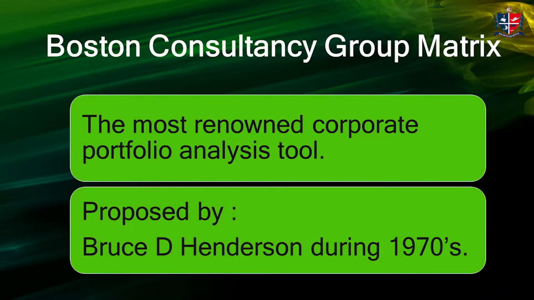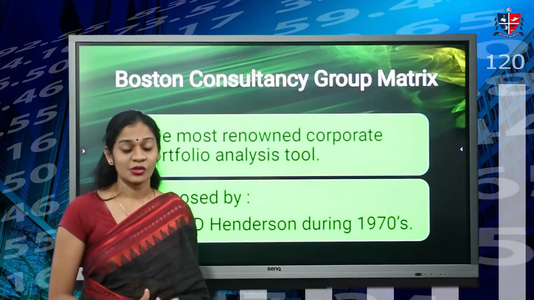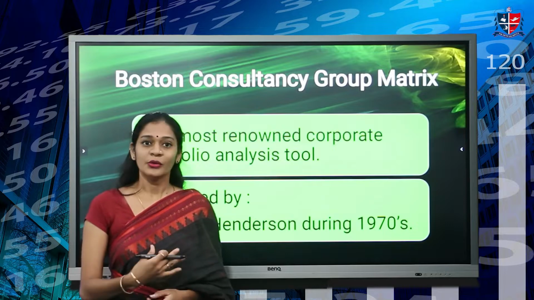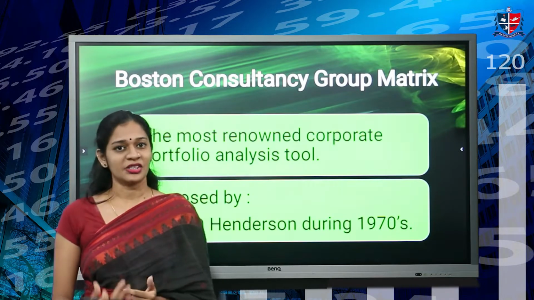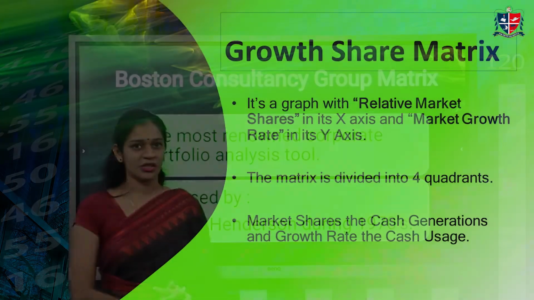So the BCG matrix basically says where an organization or business sits in relation to other business organizations with regard to their market growth and market share. So that is a comparison with other business organizations.